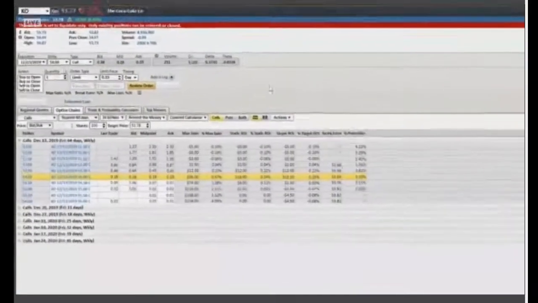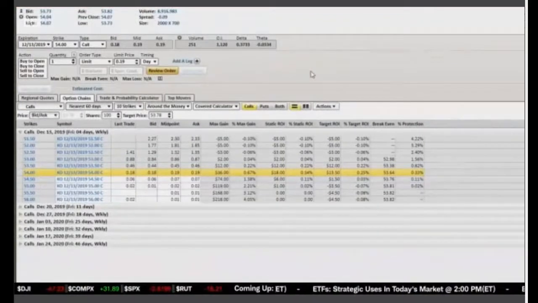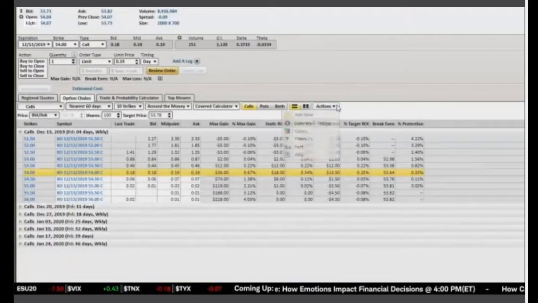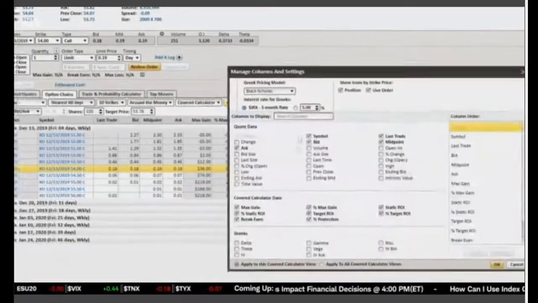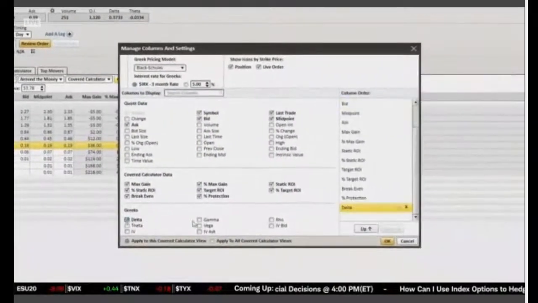In the main lower panel, the chain loads with basic information about each option in the chain, like call or put, the symbol, last trade, the change, bid-ask, the midpoint, volume, and open interest. You can add Greeks, probability, or other quote data in the Manage columns and Settings page. It can be accessed through the Actions dropdown or through right-clicking in the chain and selecting Columns and Settings.